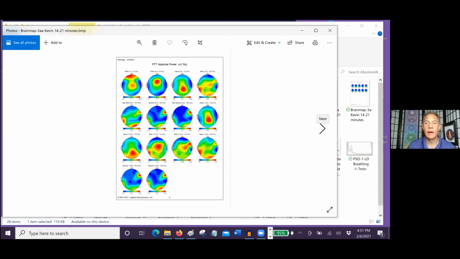Okay, now we go into stillness. And then in stillness, we see that theta still right there in the front center. We see a little more activity of the delta in the center of the brain and the alpha back here in the center and rear of the brain. But look at the high beta and gammas moved into the right occipital area.